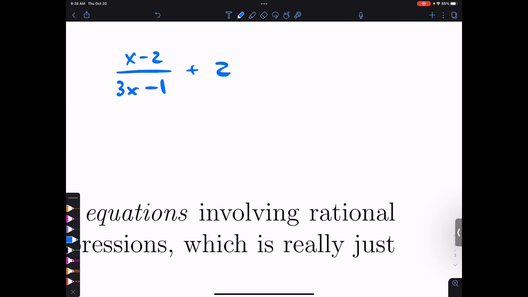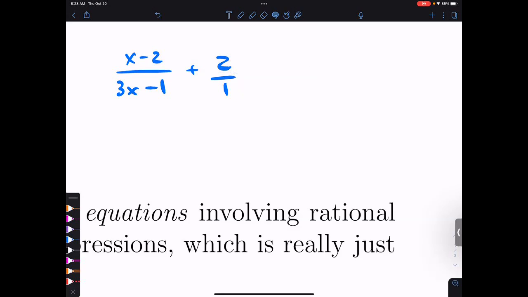What would the common denominator be for this thing, where the denominator is 3x minus 1, and this thing, which is just a whole number 2? How would we do that? You can write that as 2 over 1. That helps, right? Force yourself to think about the whole number 2 as a fraction. Okay, then what?